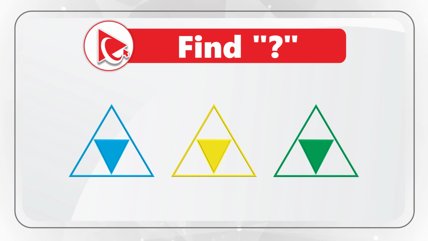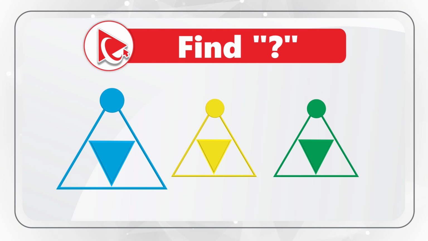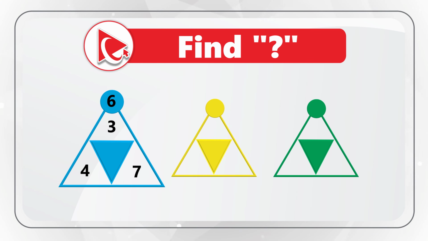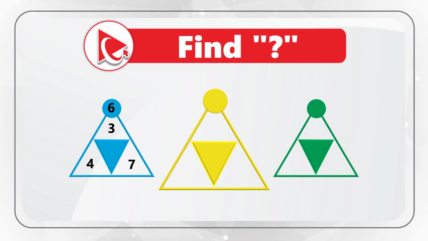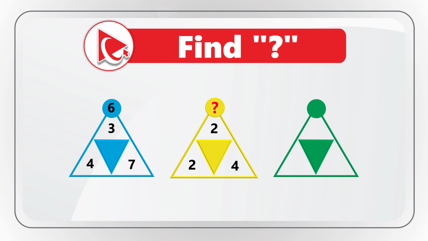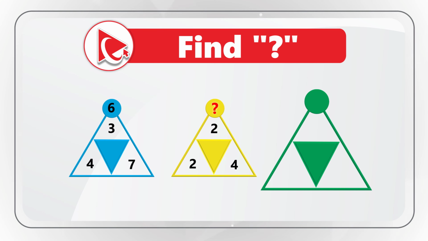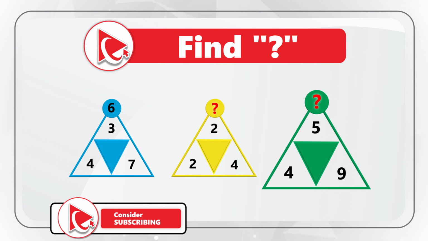You're presented with three triangles. All triangles have a circle on the top. Blue triangle has three numbers inside. Starting from the top, the numbers are 3, 7, and 4, and number on the top is 6. Yellow triangle has numbers 2, 4, and 2, and there is a missing number on the top. Green triangle has numbers 5, 9, and 4, and missing number on the top.